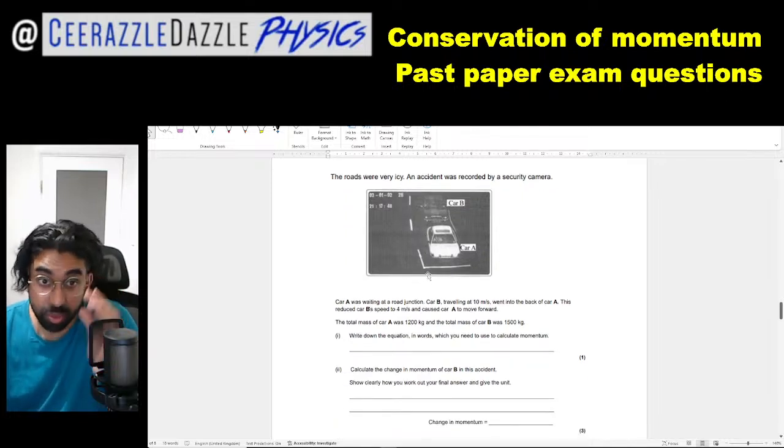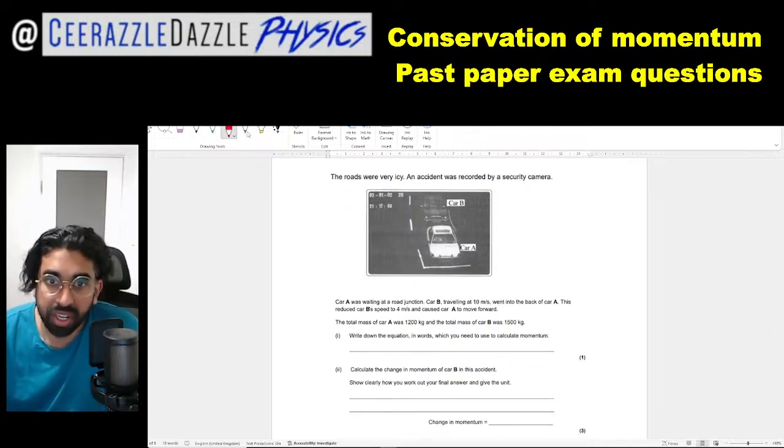5 is the last one. The roads were very icy. An accident was recorded by a security camera. Okay, car A was waiting at a road junction. Car B was traveling at 10 meters per second, went into the back of car A. This reduced car B's speed to 4 meters per second and caused car A to move forward.